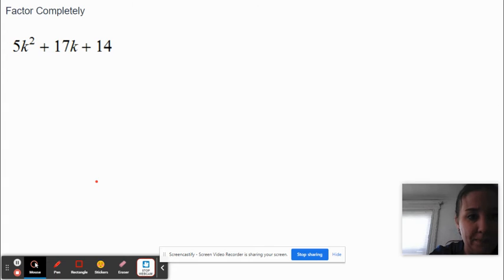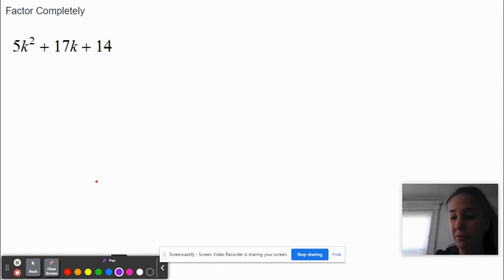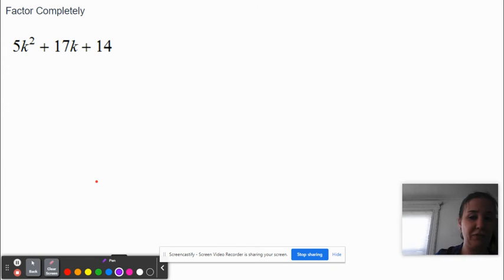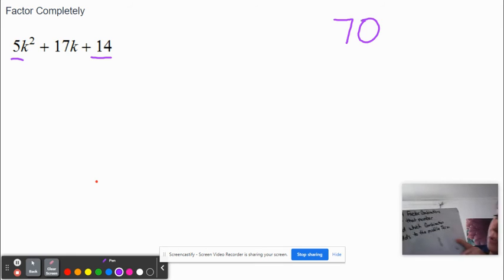Okay, so I'm going to remind you what I had just told you. Step one, multiply the first term and the last term. The first term is 5. The last term is 14. Right? So we're looking at the number 70. Okay, so that was step 1. All right, so step 2, list the factor combinations for that number.